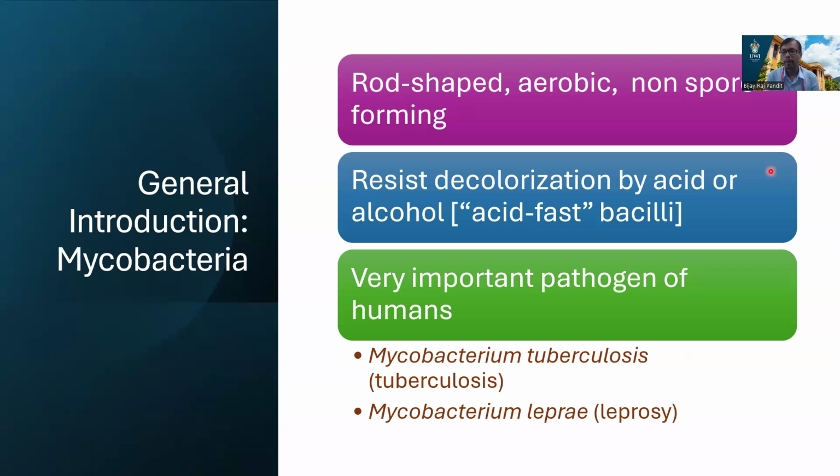And the most important pathogens to humans among the mycobacteria are Mycobacterium tuberculosis, which causes tuberculosis, and Mycobacterium leprae, which causes the disease leprosy. There are other bacteria also, like the Mycobacterium avium complex, but they are less severe. So we'll discuss the topic Mycobacterium tuberculosis further.